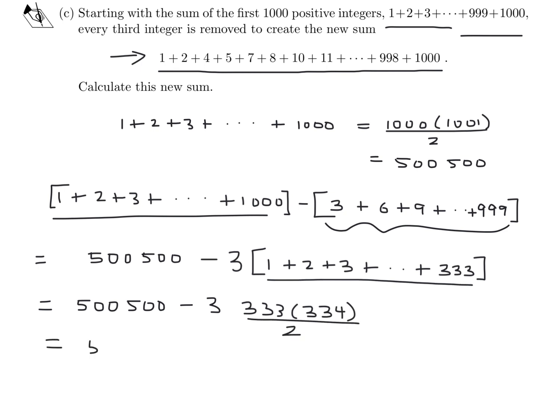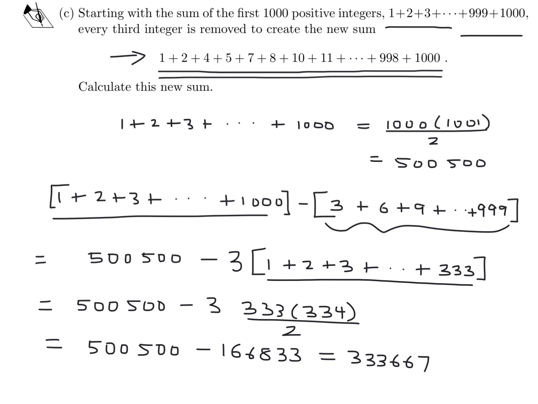And then when we crunch out these numbers, let's see here. This is going to be 166833, and then if you subtract it, it becomes 333667. So there you go. That's the answer to the sum of that set of numbers.